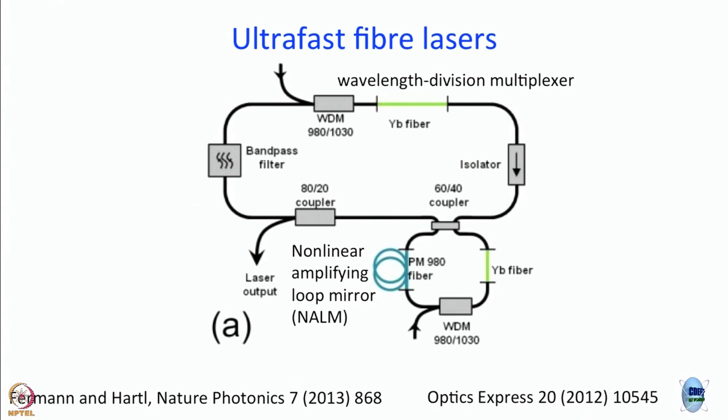The mode locking element that has been used here is called NALM, nonlinear amplifying loop mirror. But I understand better, because I do not know so much about fibers, if I replace this by something like what we have discussed, a saturable absorber mirror. Remember saturable absorber mirrors? First you have a Bragg mirror, where light goes in and comes out, and when that happens, mode locking is achieved, because only light that is in phase survives, everything else is eliminated.